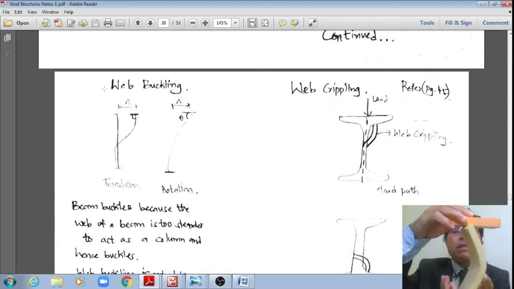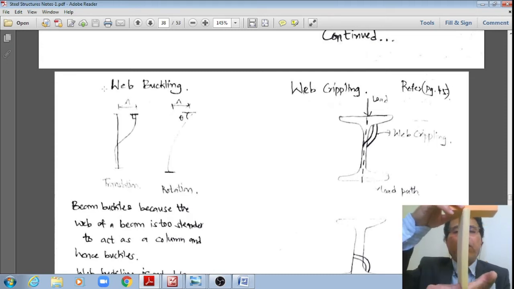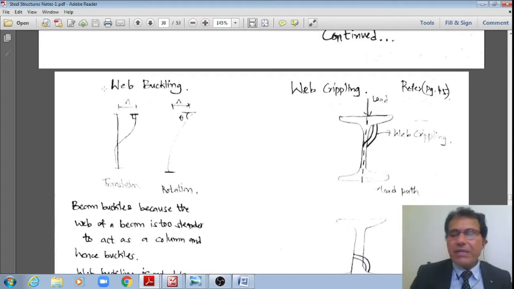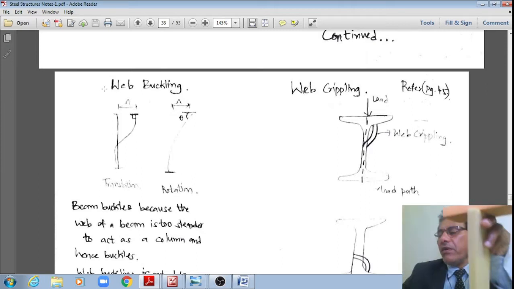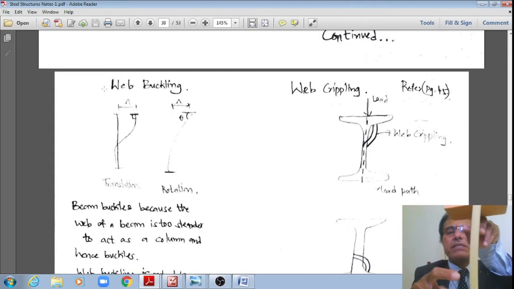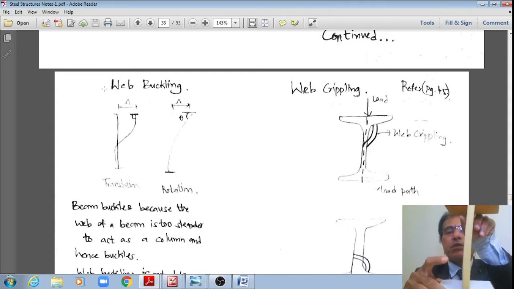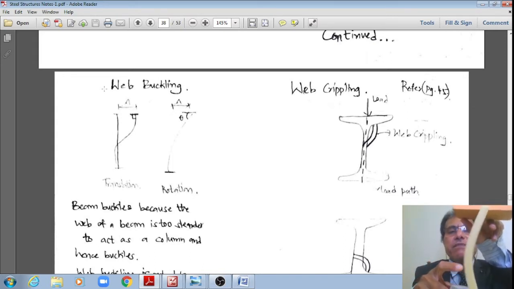Therefore, this is what is called web buckling. It is akin to that of a column with some end conditions, either fixed conditions, right? Like this I section, where the flanges act as supports. However, this web will be buckling between these flanges in the lateral direction. This is what is called web buckling.